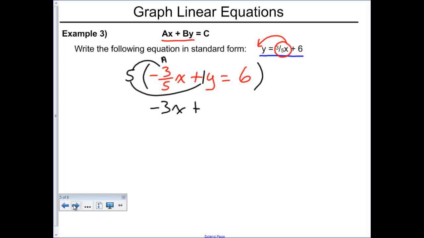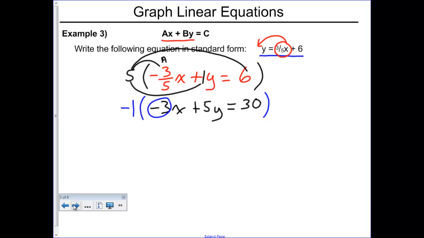5 times 1y leaves you with 5y. And I still have to multiply the other side by 5. Every term has to be multiplied by 5. 6 times 5 gives us 30. Now officially that is the standard form. However, I did mention that some people don't like the leading coefficient to be negative. So if you don't want that leading coefficient to be negative, you take it one more step further and you multiply by -1.